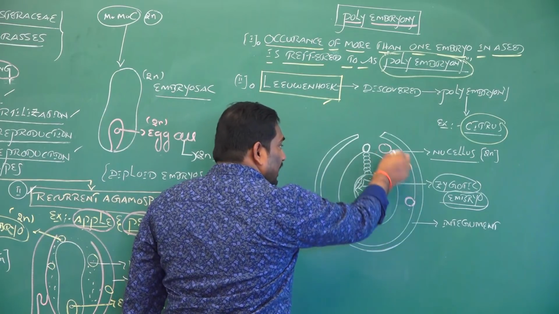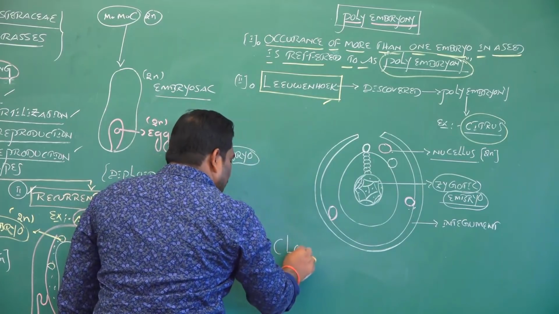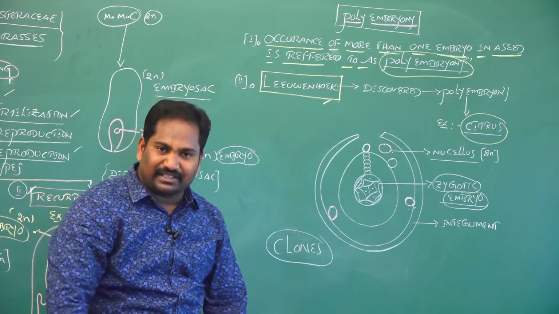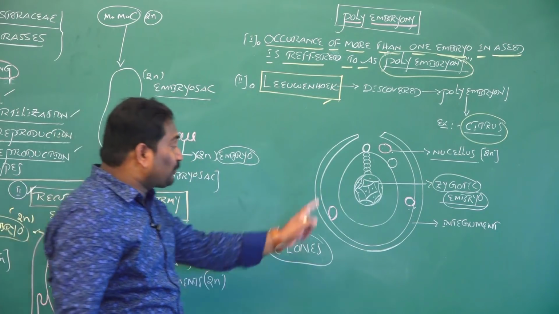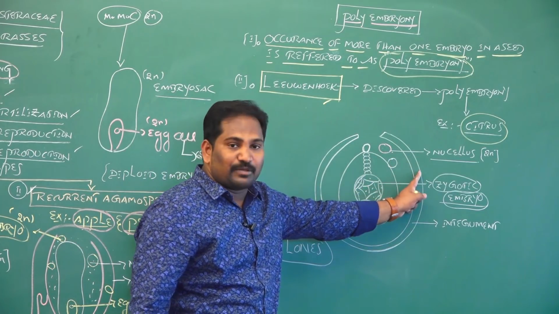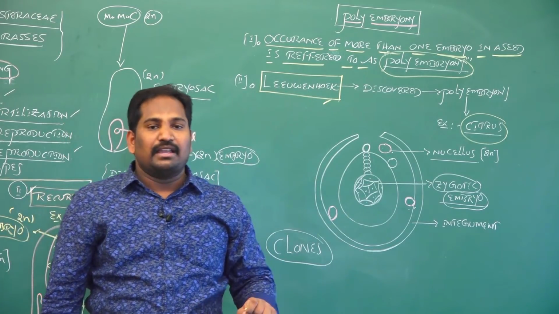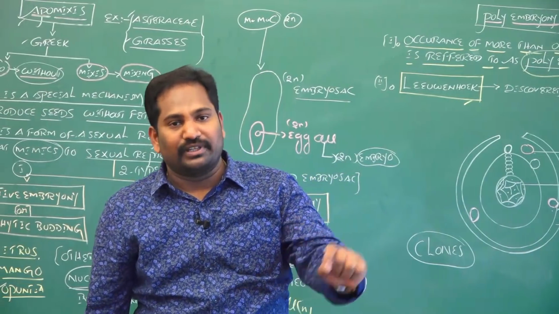All these embryos are morphologically and genetically similar; those are called clones. If the embryos are morphologically, genetically similar, they are called clones. Except zygotic embryo, the rest of embryos formed from nucellus and integuments are morphologically similar, genetically similar. This is the information about apomixis and polyembryony.